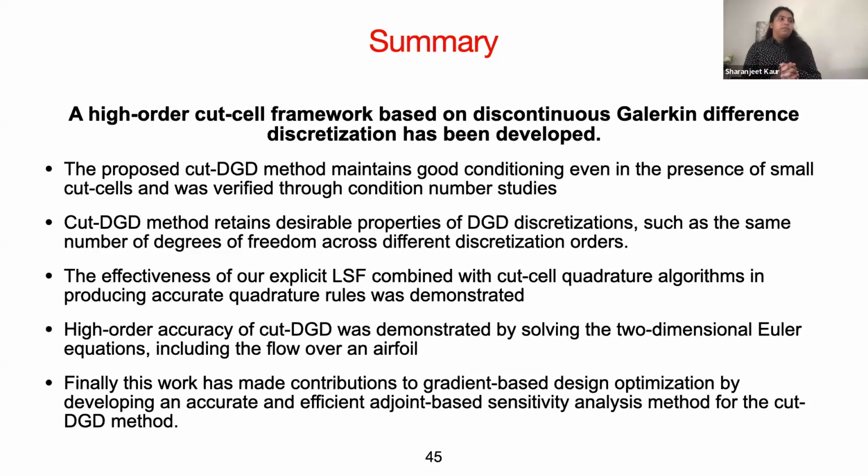Okay, so the conclusion is we have developed a cut cell framework based on DGD that doesn't require any special treatment for cut cells, and that doesn't seem to face any small cell problem. In addition, it retains some of the desired properties of DG discretization, that is, the number of degrees of freedom remains constant across different discretization orders. And we demonstrated a level set function that can be used to represent complex geometries.